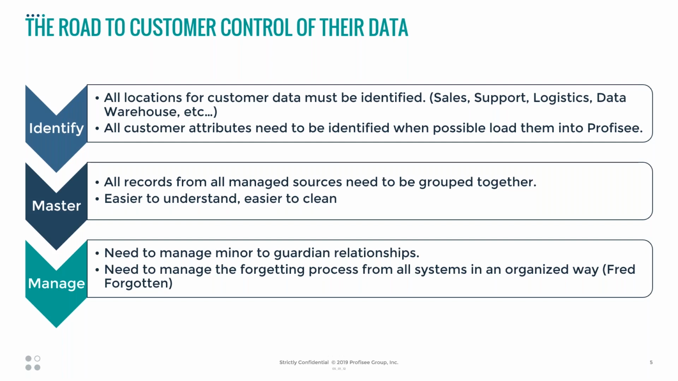And then we need to manage minor to guardian relationships, and manage the right to be forgotten process from all systems in an organized way, right? So this is the right to be forgotten we just talked about. And really just manage the data transfers from the system. That will also be included. If I know all the systems, I can also ensure that if I've lost their password, I can make sure that I change it in as many systems as possible if I have identified all the systems, right? So that they can't come in and lose any data.